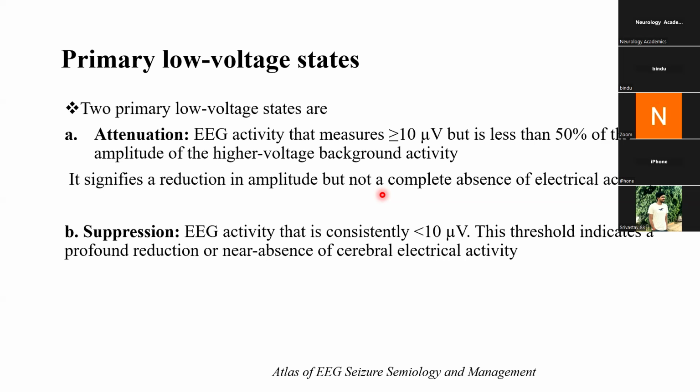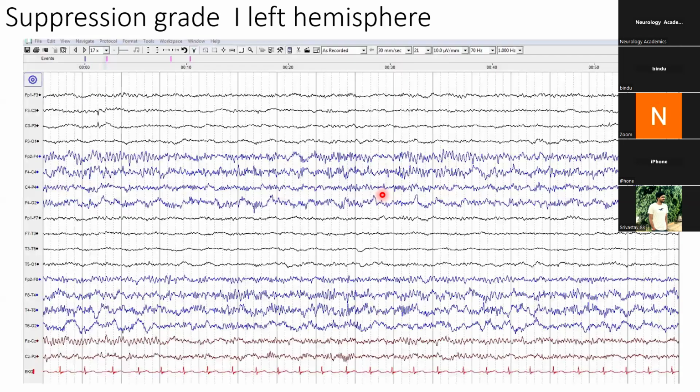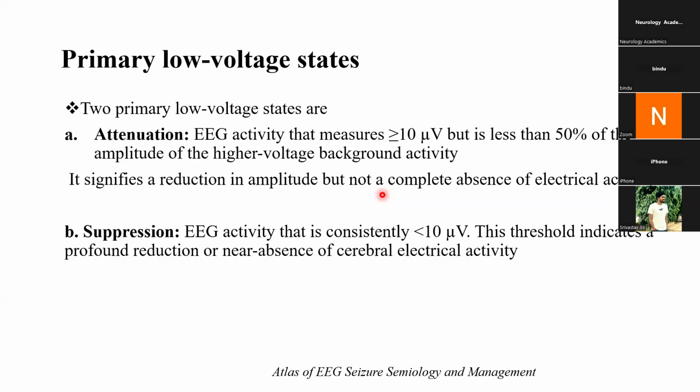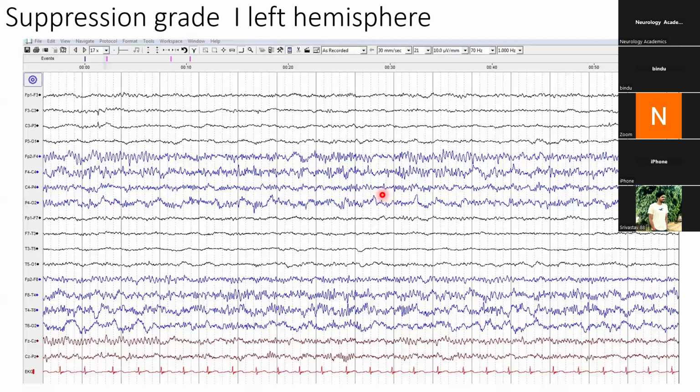So less than 50% reduction, you see visually it is attenuation. Something which is completely suppressed even at 7, or you can go even down to a gain of 5 microvolt per millimeter, and then there's a flat line that you see, that is what is called a suppression. So attenuation and suppression are used interchangeably, but suppression always denotes a much more global or focal dysfunction of the brain.